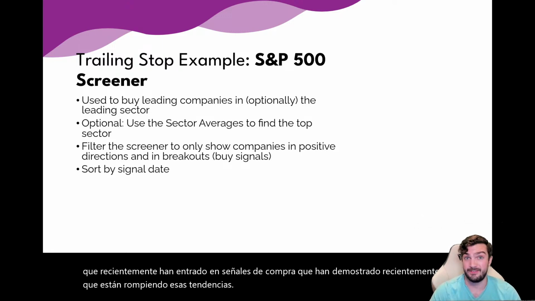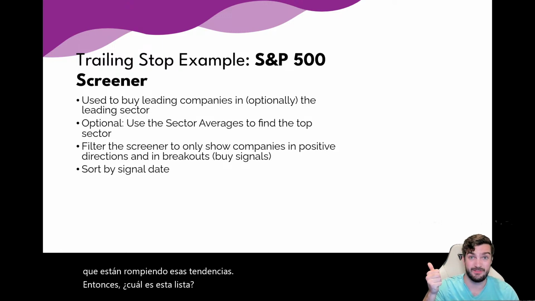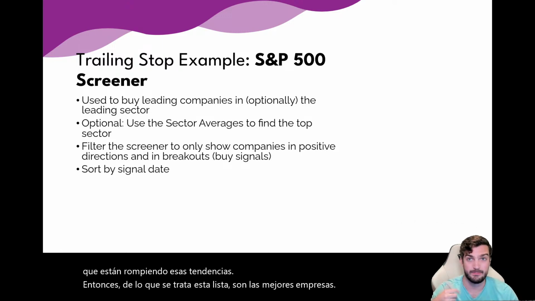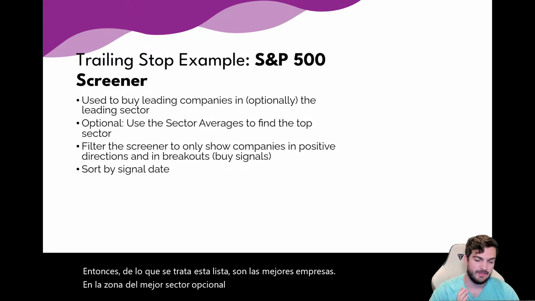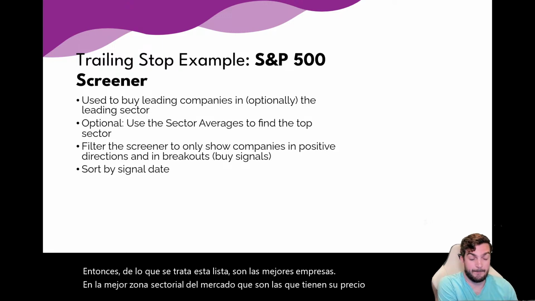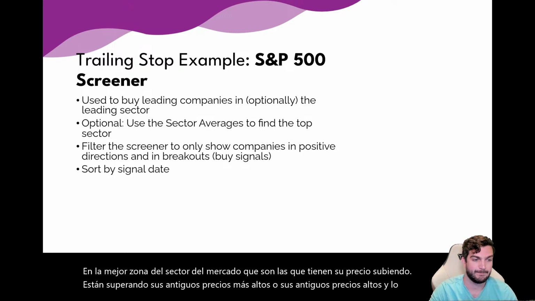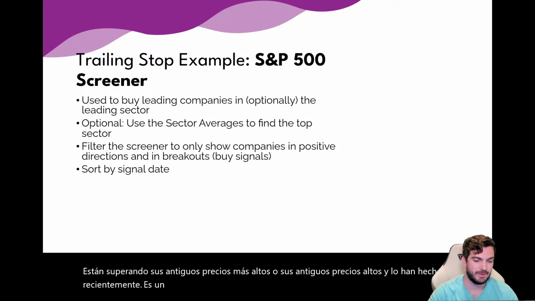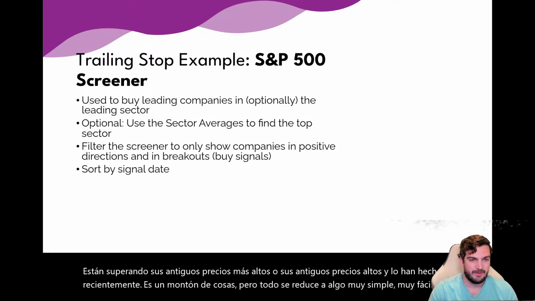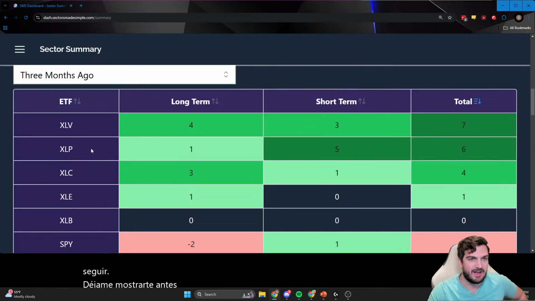So what this list is, it is the best companies in the optionally best sector area of the market that have their price going up, are beating their old high prices, and have done so recently. It's a lot of stuff, but it all boils down to a very simple, very easy to follow table. Let me show you before we go through the rest of this.